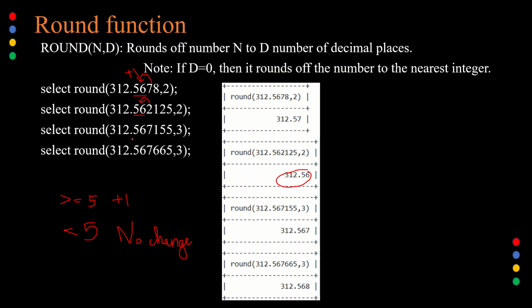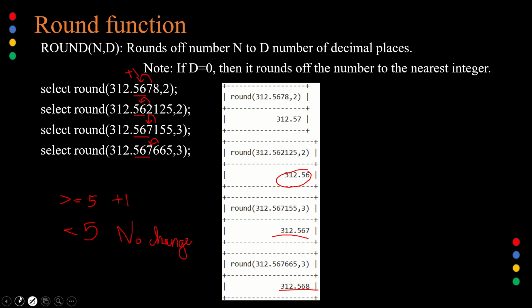Next one is select round 312.567155 comma 3. So we have to preserve three digits, and 1 is less than 5. We don't have to do anything onto it. The answer would be 312.567. And next is select round 312.567665. Three digits we have to preserve, and considering 6 it is greater than 5, so the answer would be 568.